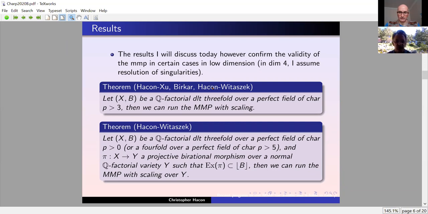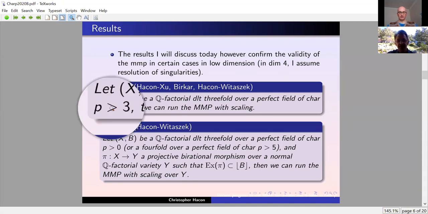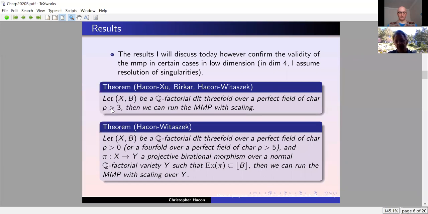And then the next result, later I'll give a feeling for how the proof of these results go, but I would like to state the main three or four results up front. So the second result I would like to mention is trying to remove this hypothesis that the characteristic of the field is at least 3. At this point, this seems to be a purely technical hypothesis.